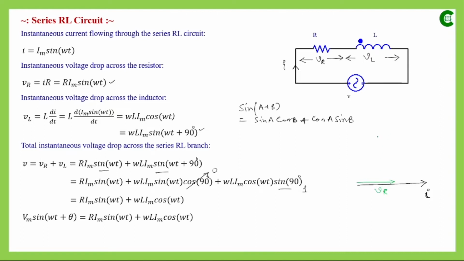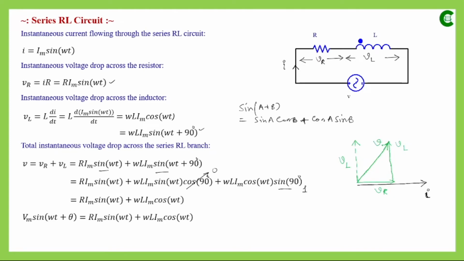Now we know that in a purely inductive circuit, the voltage drop across the inductor leads the current by 90 degrees. So if we draw the phasor of the voltage drop across the inductor, VL, and the current that flows through it, which is the same since this is a series branch, the phase difference between them will be 90 degrees. So this will be the phasor of VL. Now if I draw this VL here, a line parallel to that dotted line, and take the resultant of VR and VL, this will be our V, the total voltage drop across that series RL branch.